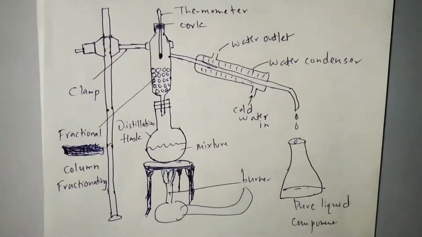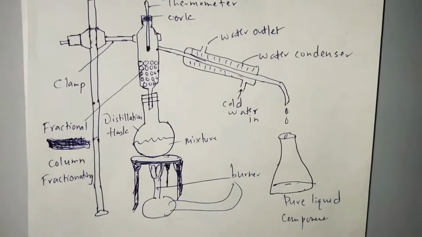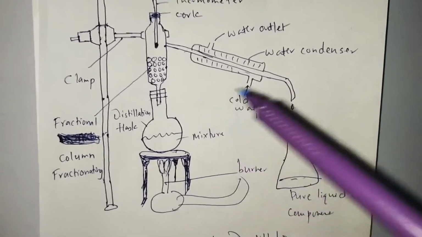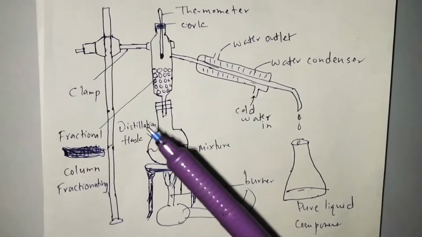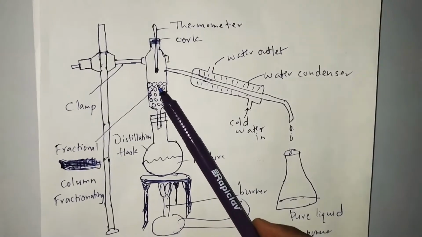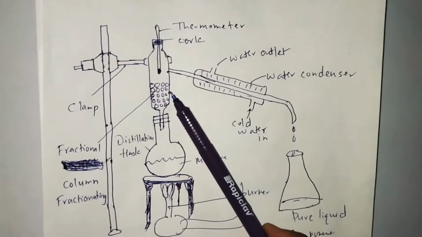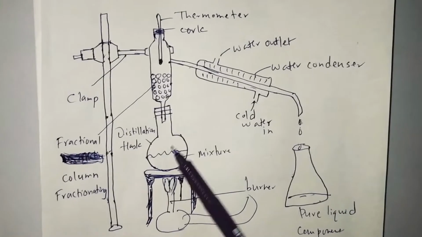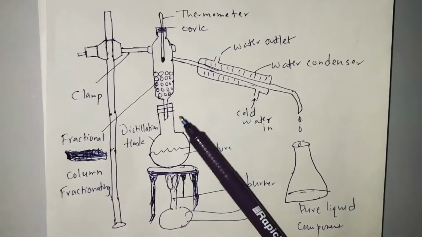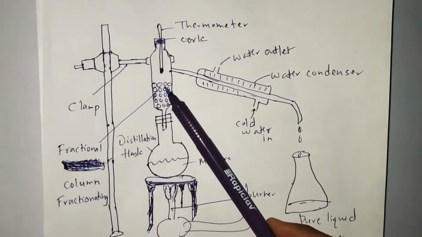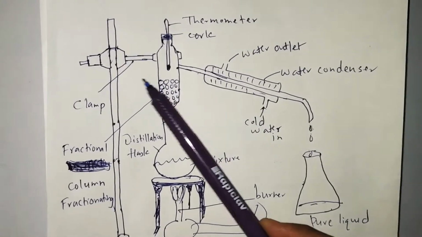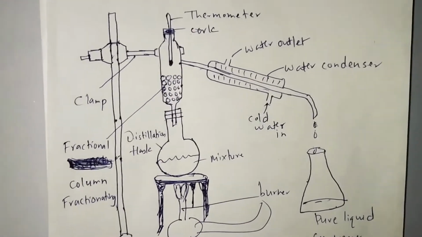Now let's see the setup of the fractional distillation column. It is the same as the distillation process, only there is a new part known as the fractionating column over here. There is a distillation flask, water condenser, everything is the same, but one new apparatus is added, which is known as the fractionating column.